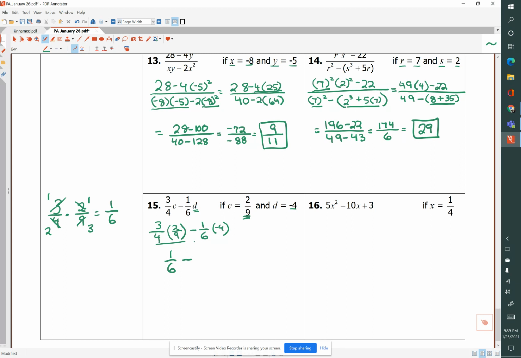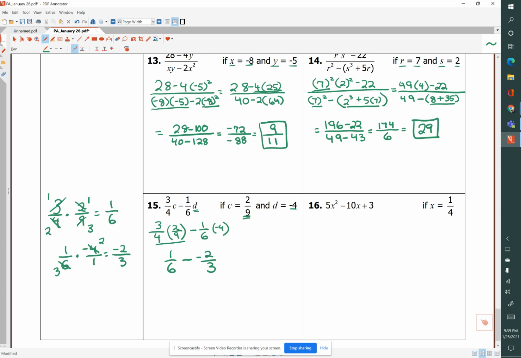Minus, now we have 1/6 times -4. So 1/6 times -4, we'll put that over 1. 4 and 6 are both divisible by 2. 4 divided by 2 is 2. 6 divided by 2 is 3. So 1 times -2 is -2. 3 times 1 is 3. So this will equal -2/3.